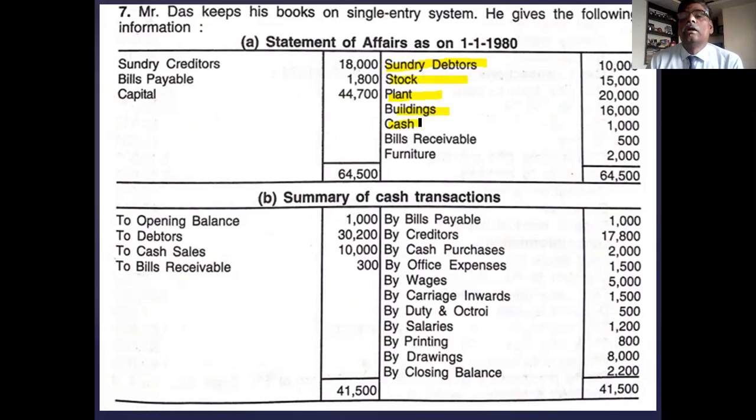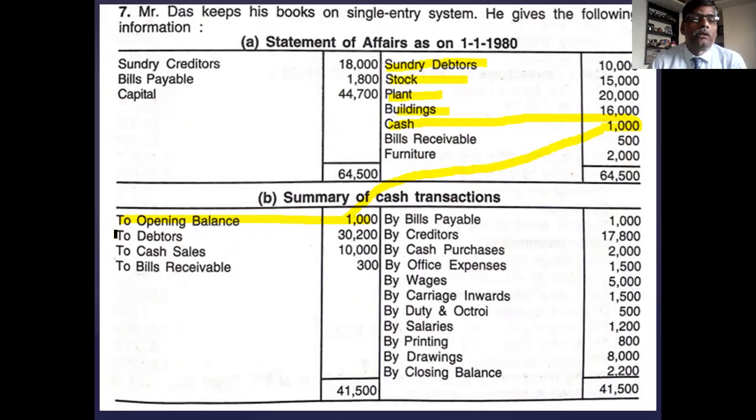Cash goes to cash book. You see here, this 1000 opening statement of affairs cash is taken to the cash book, debit side, to balance brought down. You see this. Okay. So all the opening balances go to their respective accounts. Okay. And bills receivable is there. Bills receivable goes to bills receivable opening balance. Furniture is there. Furniture goes to balance sheet. Okay. So from the opening statement of affairs, you have to take opening balances to the respective accounts if you open the account. Okay. Next, come to the cash book.